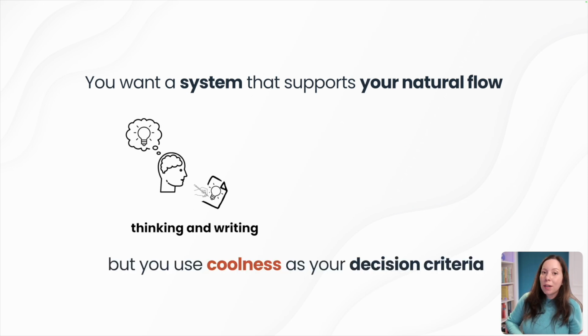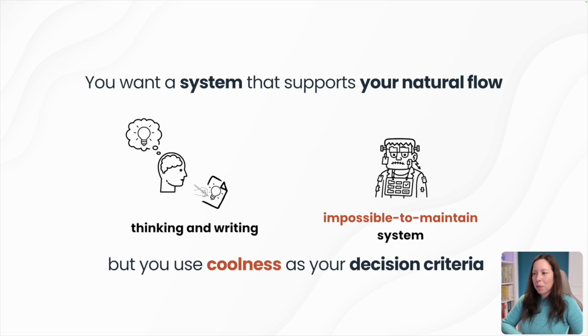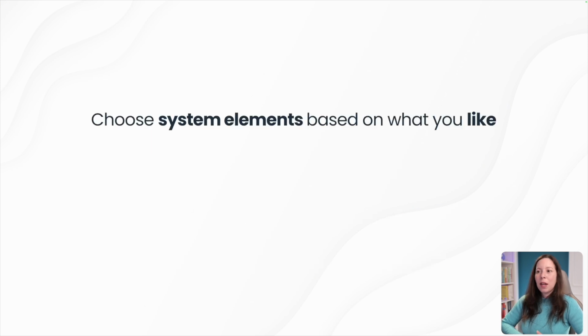But then on the other side, you are taking the decision on what enters your system based on coolness. Use coolness as your decision criteria. And then you end up with a cool system that's a Frankenstein. It's just falling apart because things are not well connected. And that's where we end up with a problem of having an impossible to maintain system. We spend more time trying to ensure the system will not break rather than just doing what you want: thinking and writing.